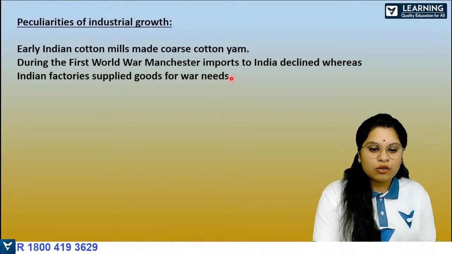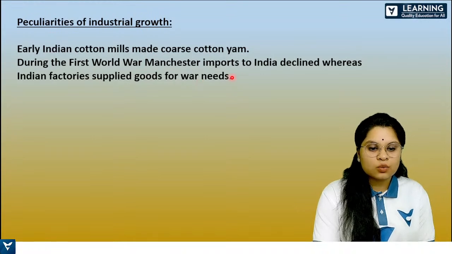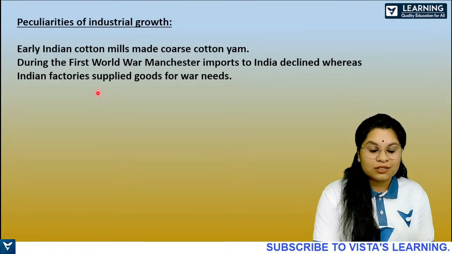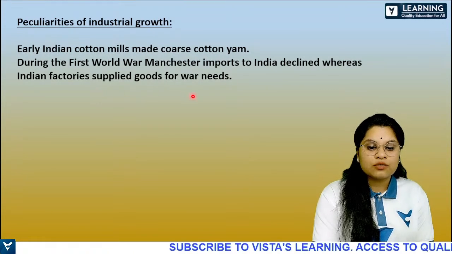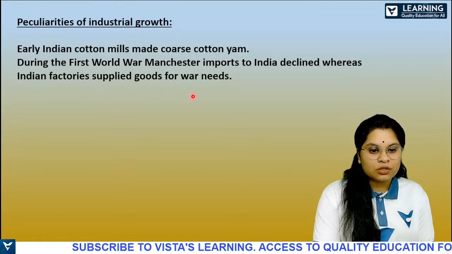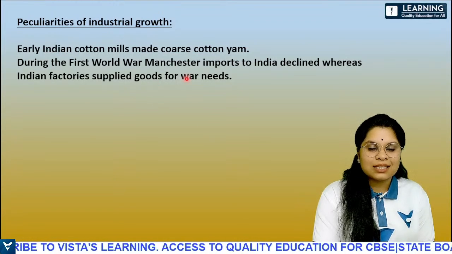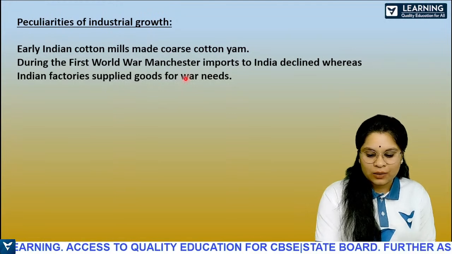So during the First World War, Manchester imports to India declined, whereas the Indian factories supplied goods for needs. Understood? So these are some things which are very, very peculiar.